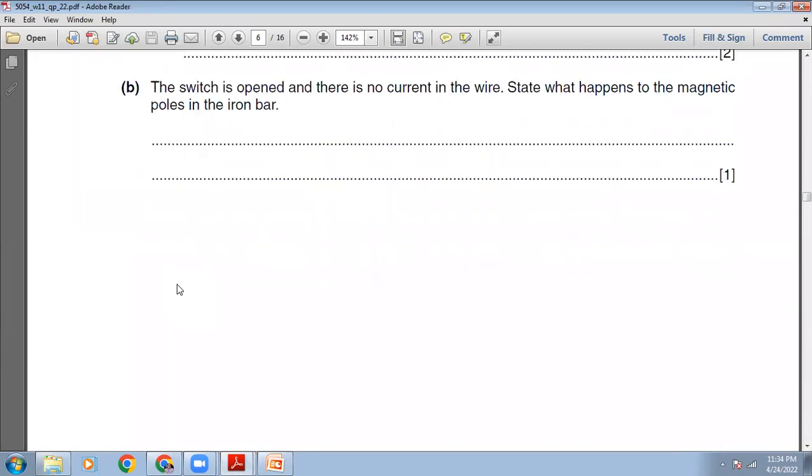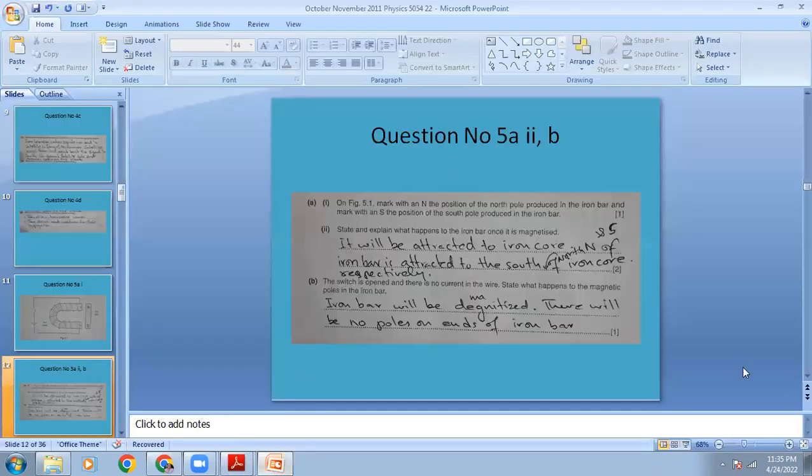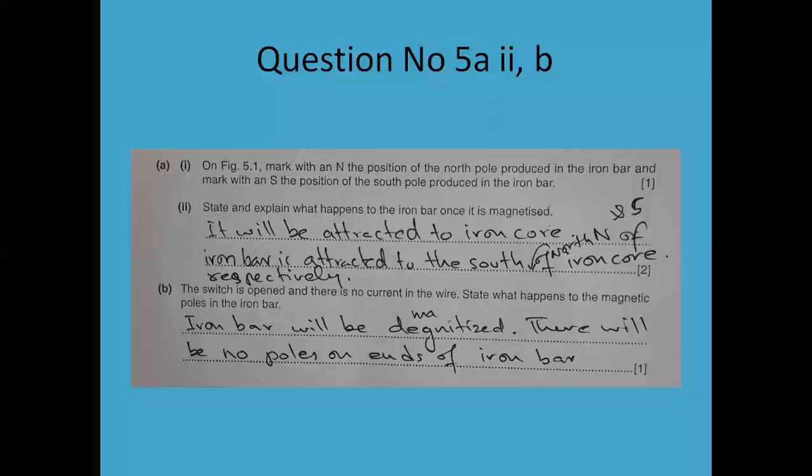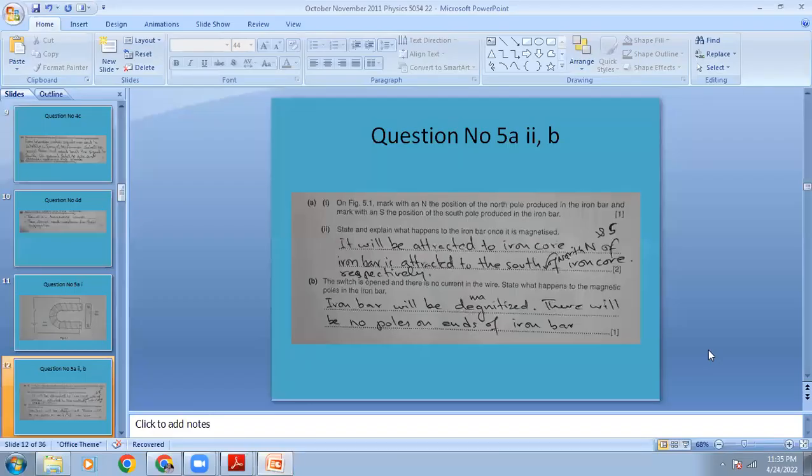He says the switch is opened and there is no current in the wire. State what happens to the magnetic poles in the iron bar. So when you will open the switch, there will be no current in the wire. So the iron core will be no more electromagnet. When it will lose its magnetism, the iron bar will also lose its magnetism. So it will be no more attracted. So the iron bar will be demagnetized. There will be no poles on the ends of the iron bar, and it will be no more attracted.